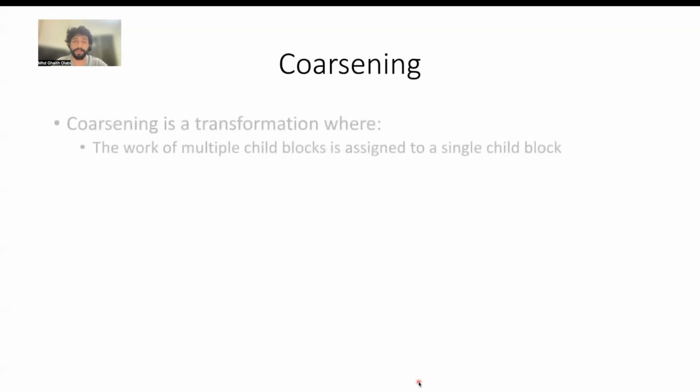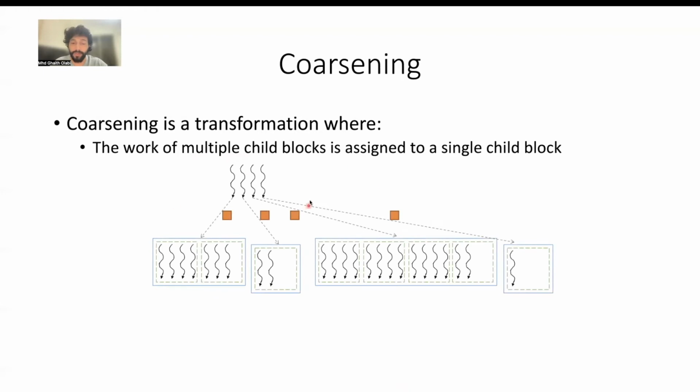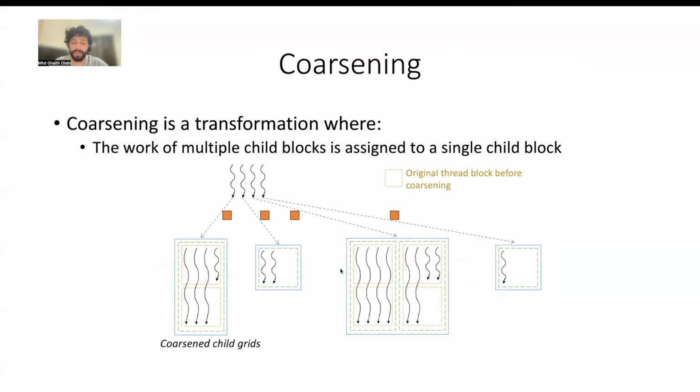Next is coarsening. Coarsening is a transformation whereby the work of multiple child blocks is assigned to a single child block. So here we take this same example again. We have 4 parent threads. Each one of them does a dynamic launch. We have grids of several block sizes. We apply coarsening, and we can see here the original thread blocks before coarsening, and now they are coarsened. So one block is doing the work of 2 essentially.